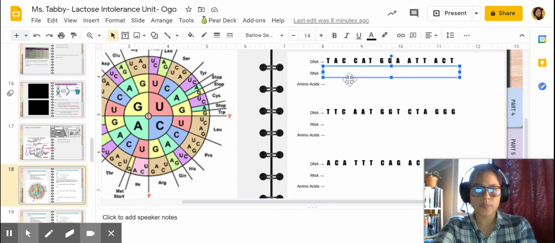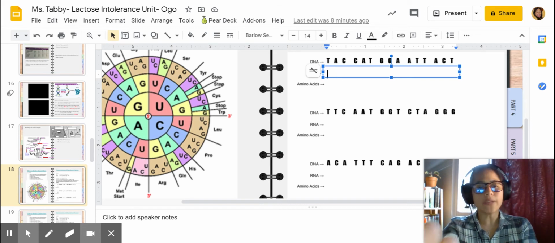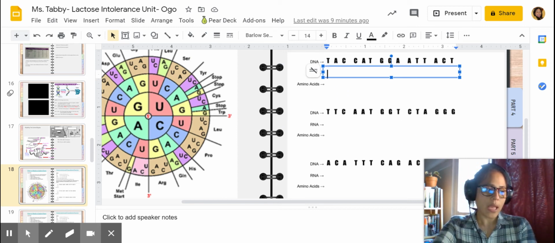All right, so we're going to start with this top one. I don't even want you to worry about what's going on with the codon right now. Step one is to take the DNA and transcribe the DNA into RNA, going codon to codon. So 3 to 3 to 3.